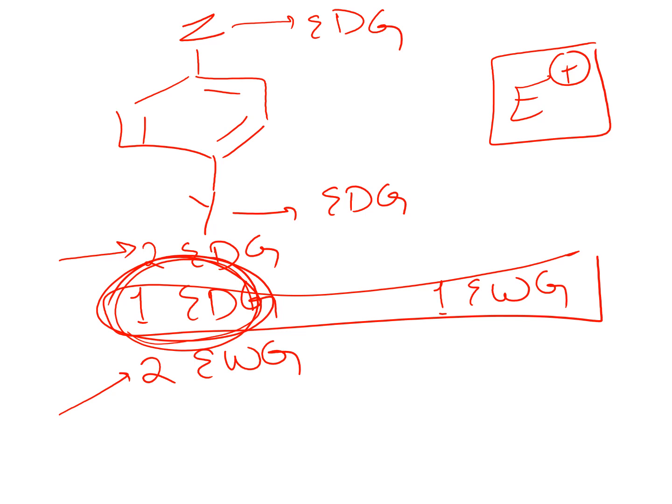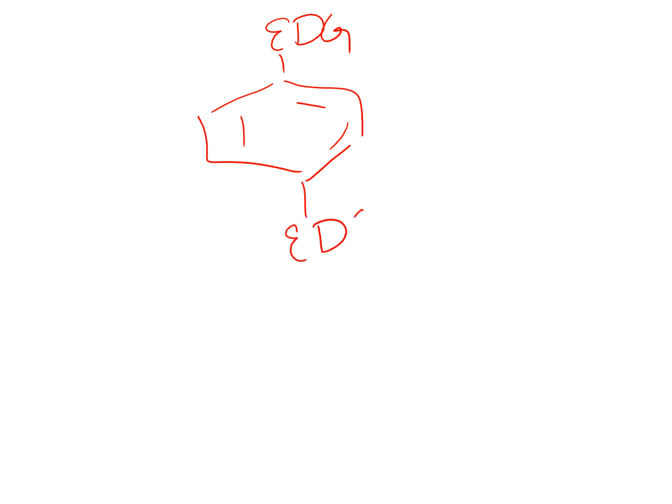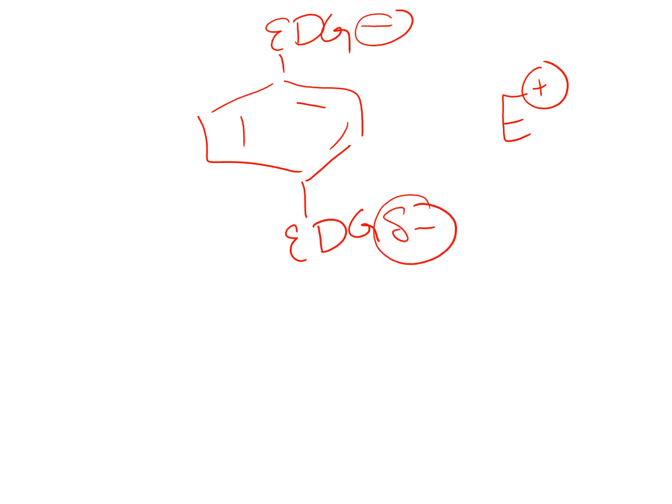So now, if I have on the ring an electron donating group and another electron donating group, and the electrophile is choosing, it will choose the one which is donating more. For example, one of the donating groups has a negative charge while the other has a partial negative charge. Definitely the one having the negative charge is donating with higher capability than the one just carrying a partial negative charge. So this is a stronger electron donating group.